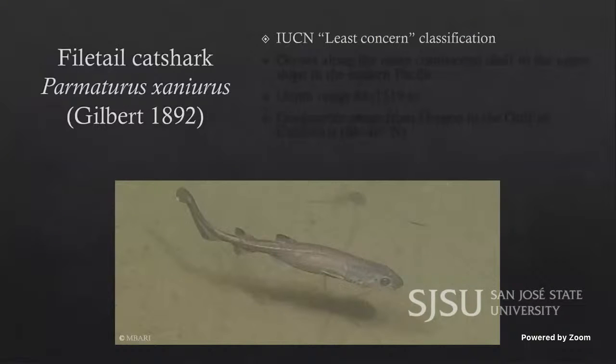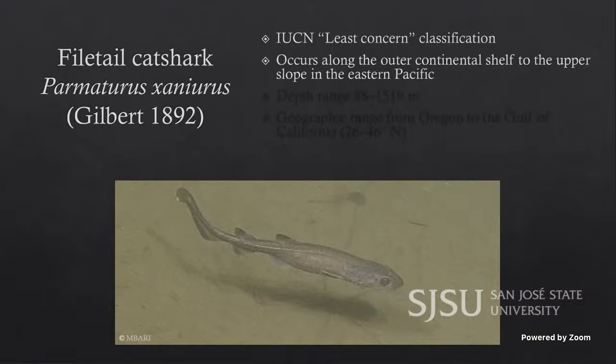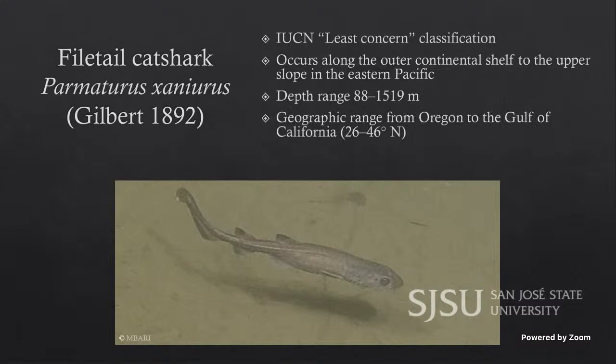The filetail cat shark, Parmaturus xaniurus, is my second study species, classified as least concern by the IUCN, which was formerly data deficient. These sharks occur along the outer continental shelves and the upper slope regions within the eastern Pacific Ocean, ranging in depth from 1,819 meters, and geographically can be found from Oregon down to the Gulf of California.